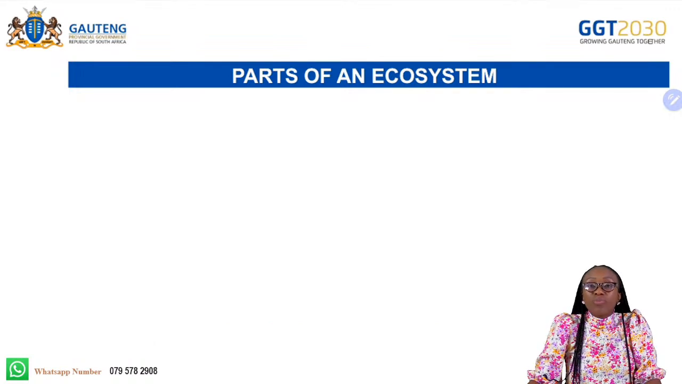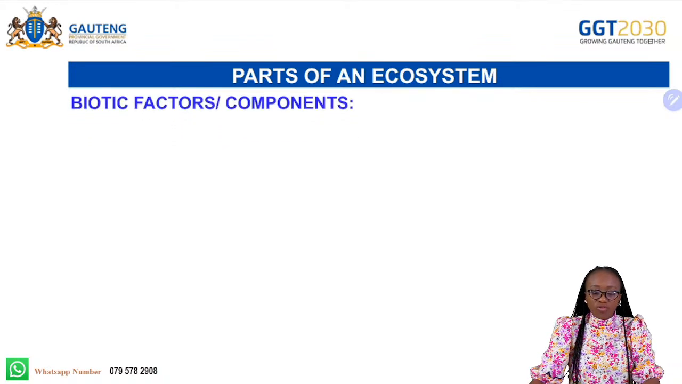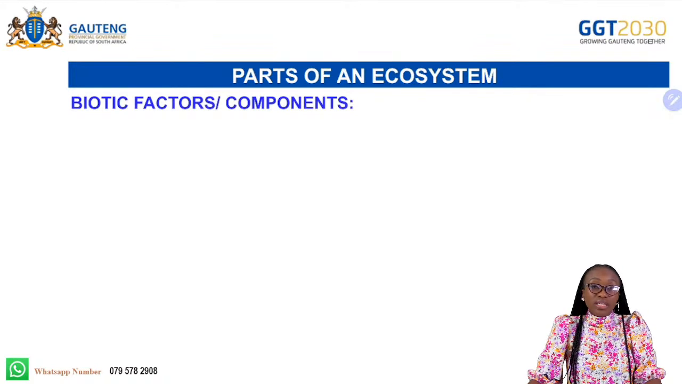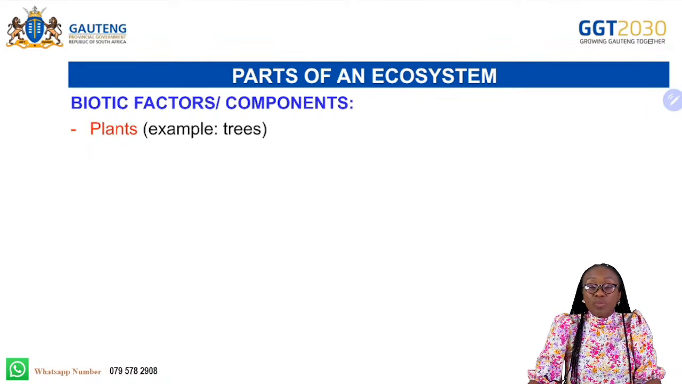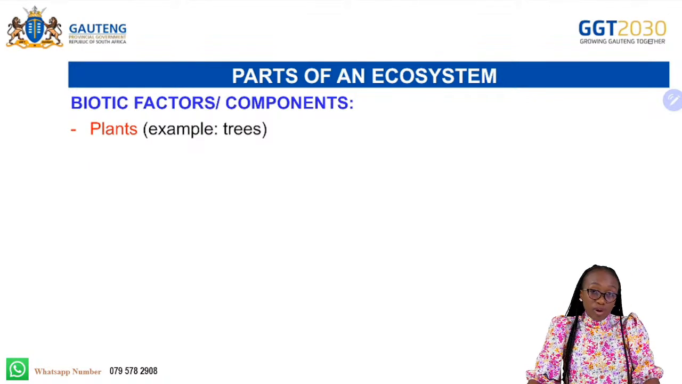Now, let's learn about the parts of an ecosystem. So far we know that an ecosystem is made of 2 parts, the living part and the non-living part. And we know that these parts have names. We've got the biotic factors, that's the first part, which also means the living parts. So what exactly are these? This covers plants. An example is trees, grass, flowers, all different kinds of plants.